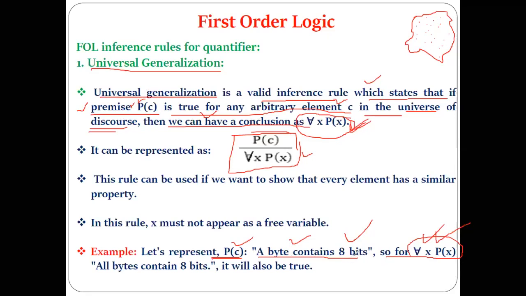Correct? Now, from these, the inference can be made like this. ∀x P(x) means what? From this, we can reach the conclusion: all bytes contain the 8 bits. It is also true, yes or no? If a single byte contains the 8 bits, then all bytes can also contain the 8 bits. So this is nothing but the rule of universal generalization. Got the point?